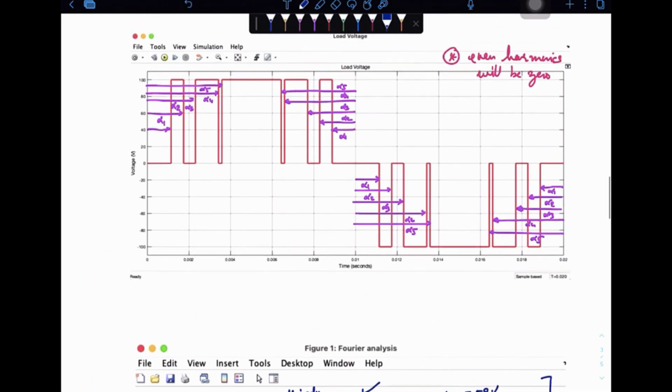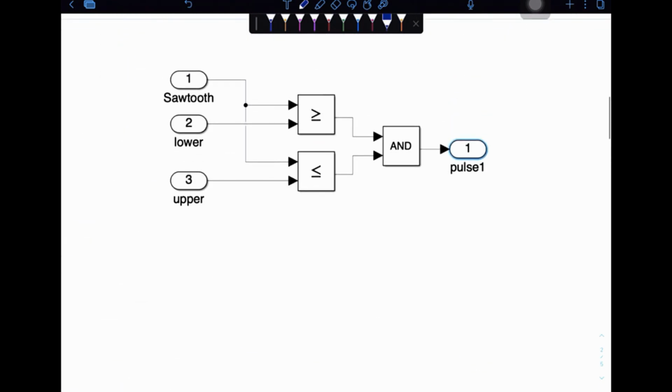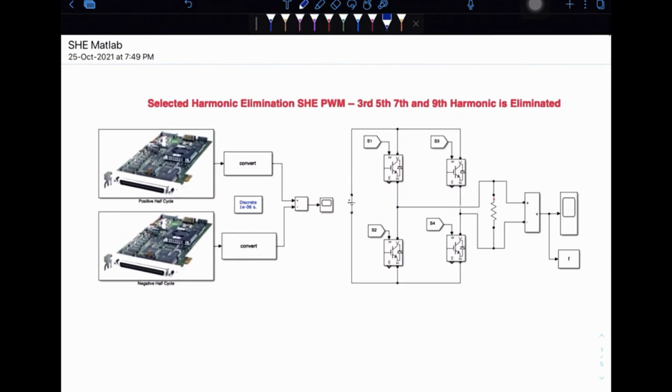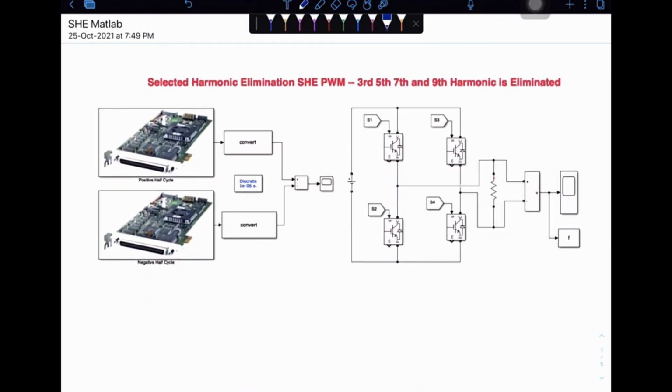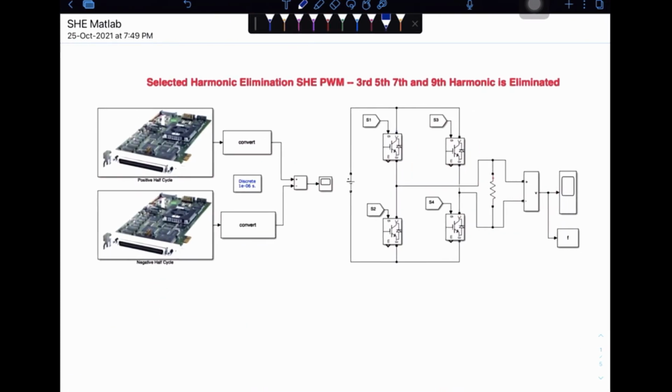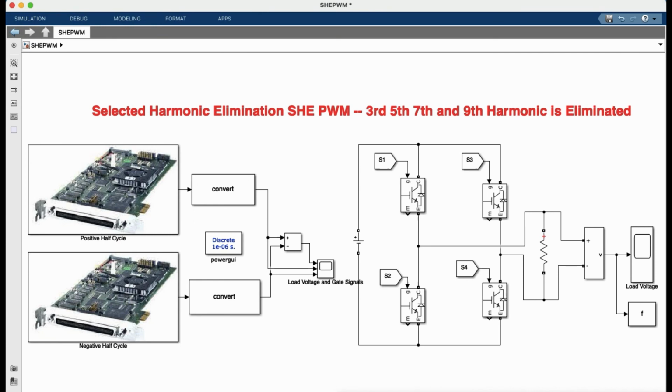Now let's quickly go through the simulation in Matlab, and then we conclude our video. Here is the Simulink model of what we have already discussed. This is the H-bridge inverter. Here you can see the load. It's the voltage measurement block. This is the scope block, and this is saving the signal in the form of a variable in the workspace.